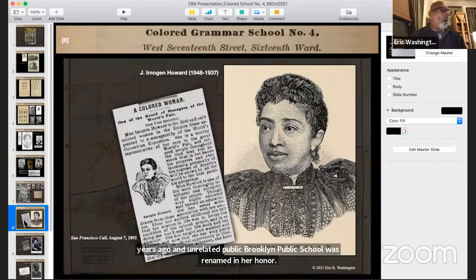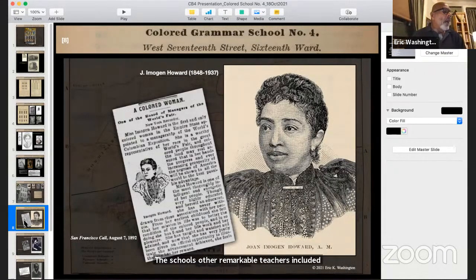The school's other remarkable teachers included J. Imogen Howard. In 1893, Howard represented New York State at the Columbian Exposition in Chicago, the only Black manager at that World's Fair. Similarly, in 1900, she was the only Black educator of 5 whom the Evening Telegram treated to the Paris Exposition as winners of its Great Teachers Competition.